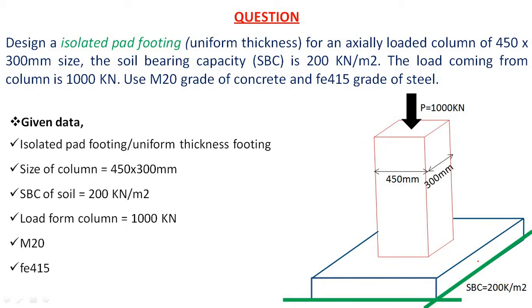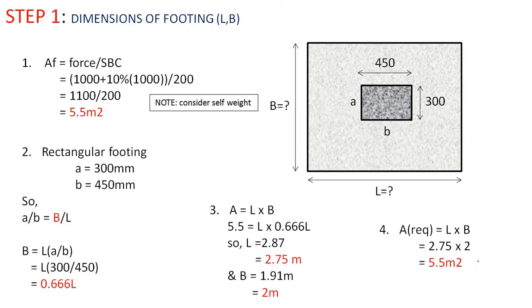So let us start. The first step for the design is to find the dimension, which means length and width of the footing. For length and width of the footing, we need to do four things. First we will find the area of footing. So what is the area of footing?